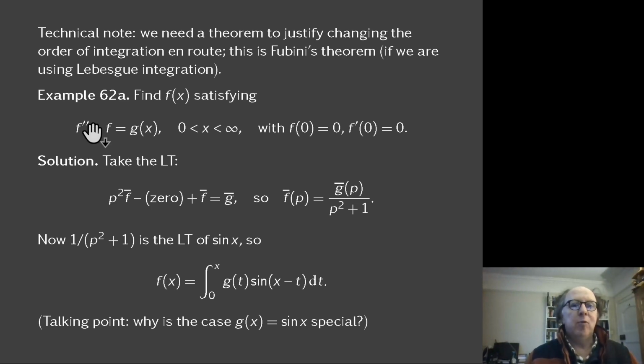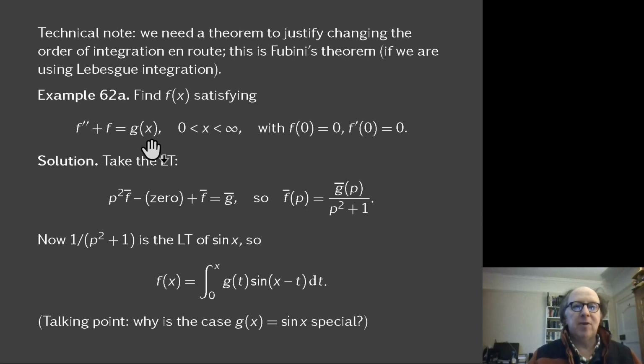All right, here's an example, a very simple example. Find f of x satisfying f double prime plus f equals g of x, where x runs from 0 to infinity, with 0 initial conditions. So this is a simple harmonic oscillator, f double prime plus f, with an input term on the right-hand side, a forcing term on the right-hand side.